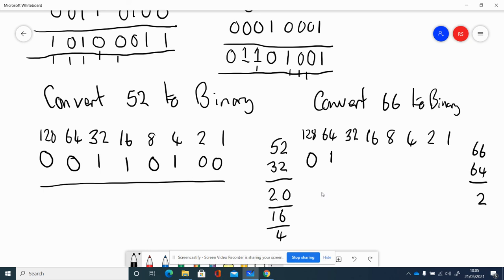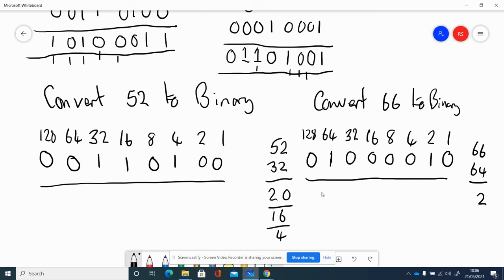Well, that's actually quite nice and easy for me to do this one, because all of these are going to be zeros, because none of those fit into 2. But I do have a 2, and that takes me to 66. And that's the answer to converting 66 to binary. Hopefully you got those right. If you didn't, set yourself another couple of practices.